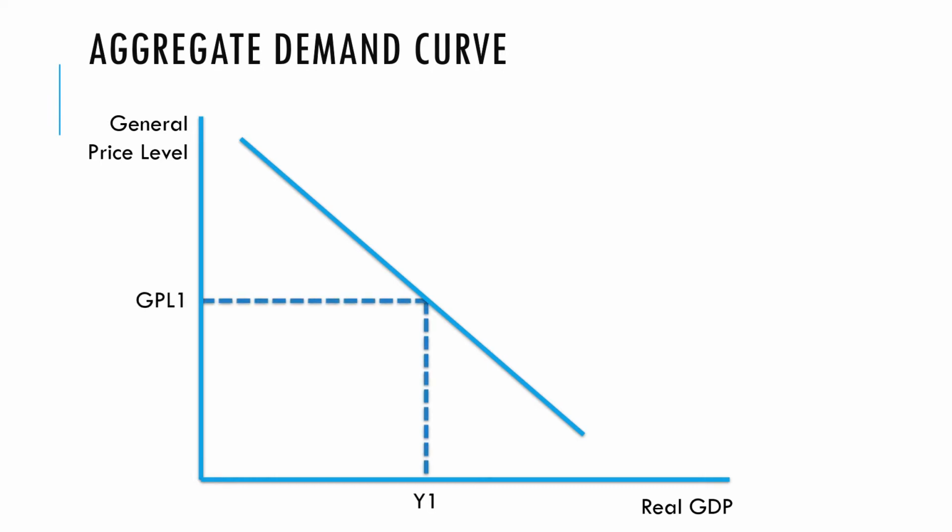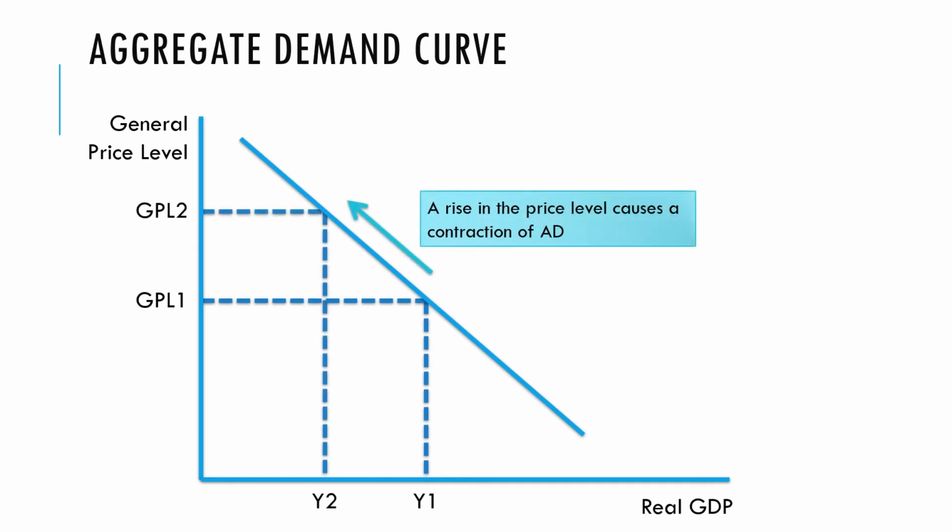Now, if the price level was to rise or fall, this might change the amount of demand within the economy. So for example, a rise in the price level, if there is inflation, will cause a contraction of aggregate demand. We can see that as the price level rises, the amount of goods and services that will be demanded across the whole economy will decrease.